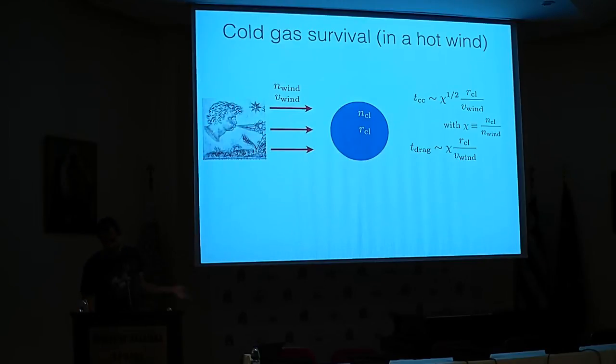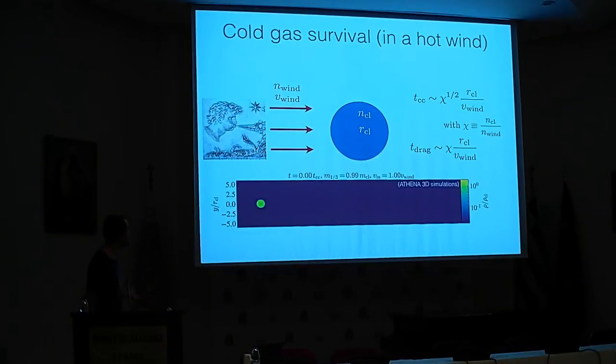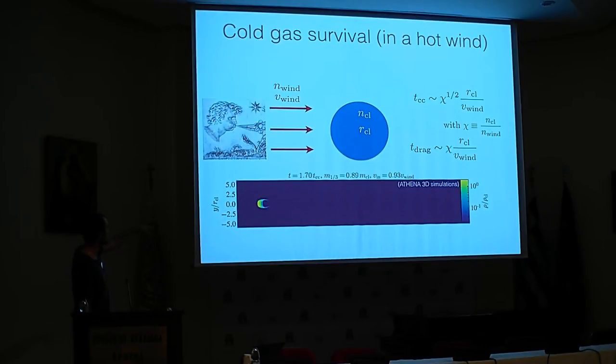And that's not just analytics. Some people need simulations to prove things. So I made a simulation in Athena. This is a slice of a 3D simulation. The wind is coming from the left. This is the cold gas. In the top here, you see the time and number of cloud crushing times, and then that's the cold gas mass there. And you see that it's decreasing quite rapidly.